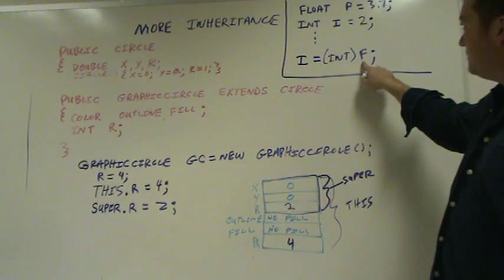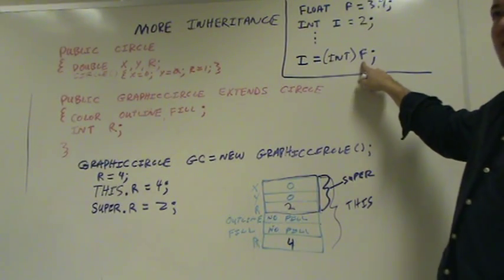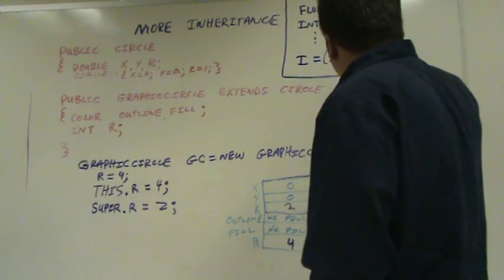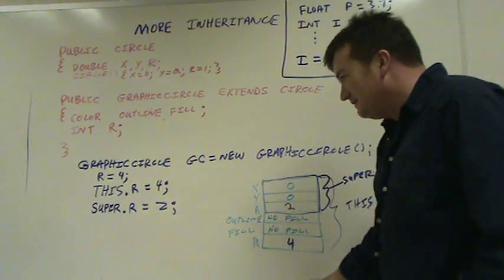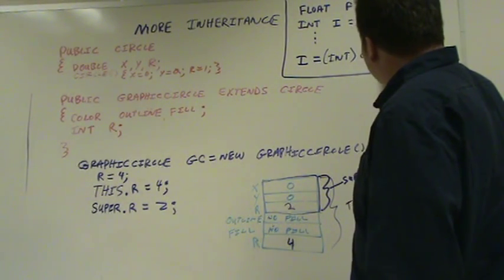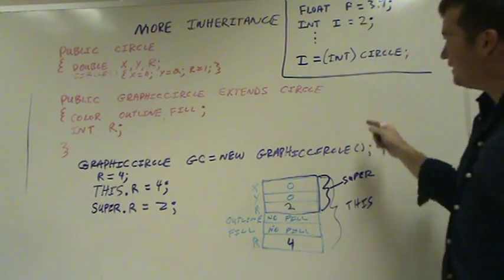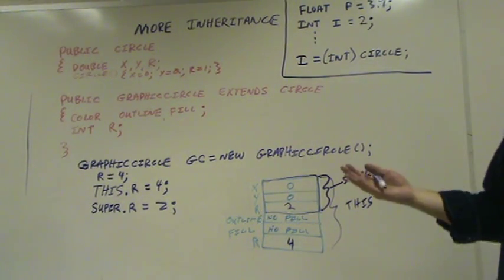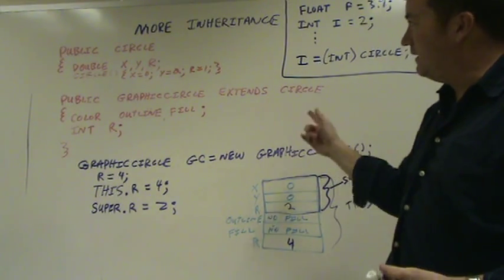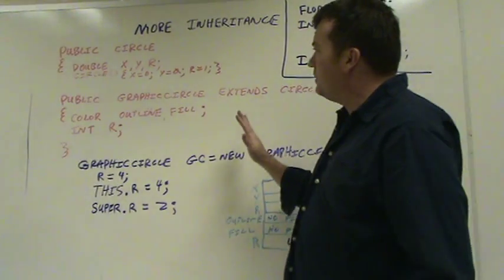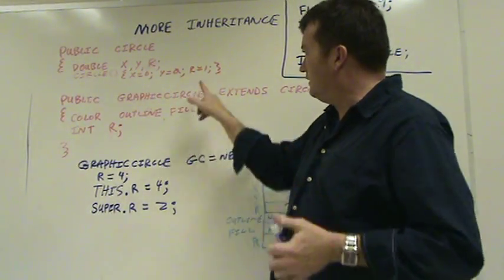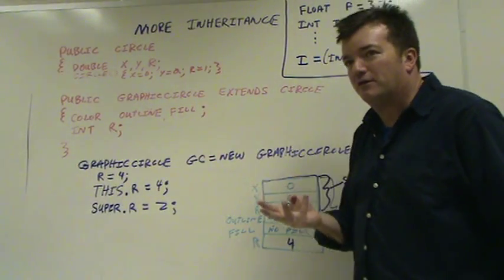Now what if this was something that the compiler could never figure out how to do the conversion? Suppose this was a circle. You're trying to take a circle and convert it into an integer. What could the compiler do then? A circle has 3 fields, an x, a y, and an r. The compiler has no idea that x and y are the coordinates of the center of a circle and the r is the radius. It has no idea what that is. It just has 3 fields.